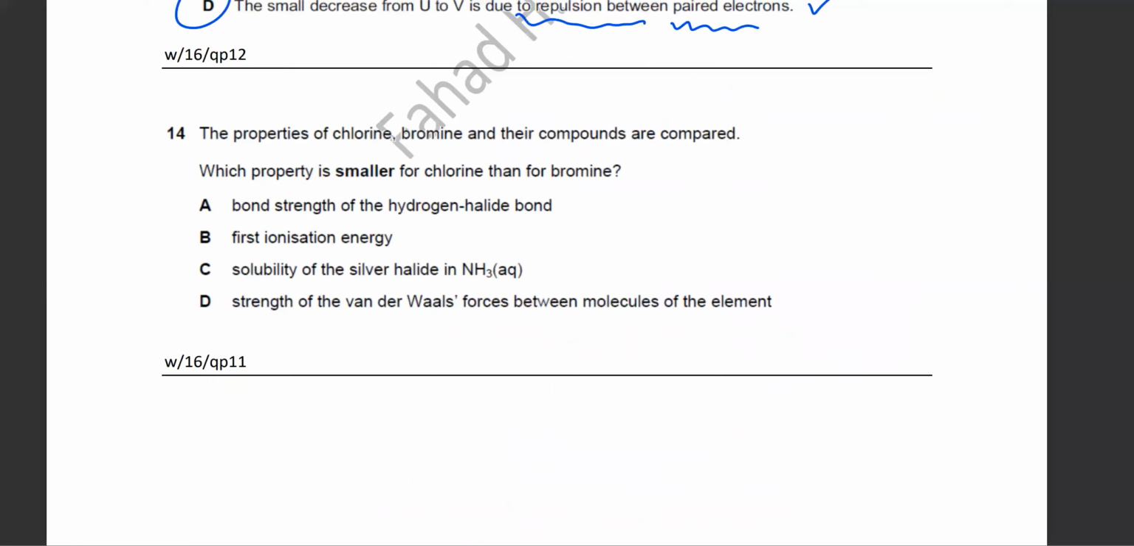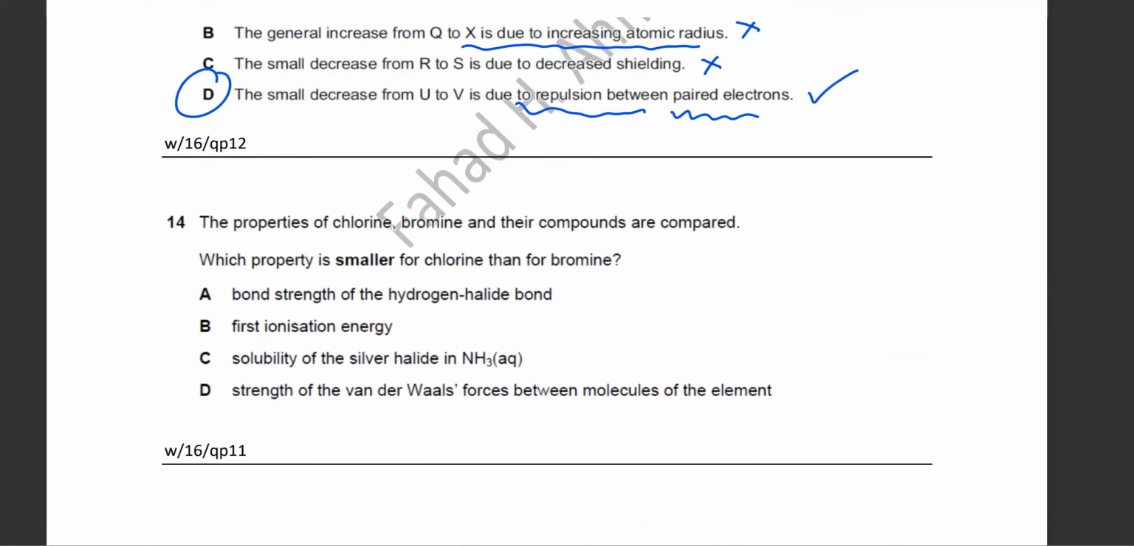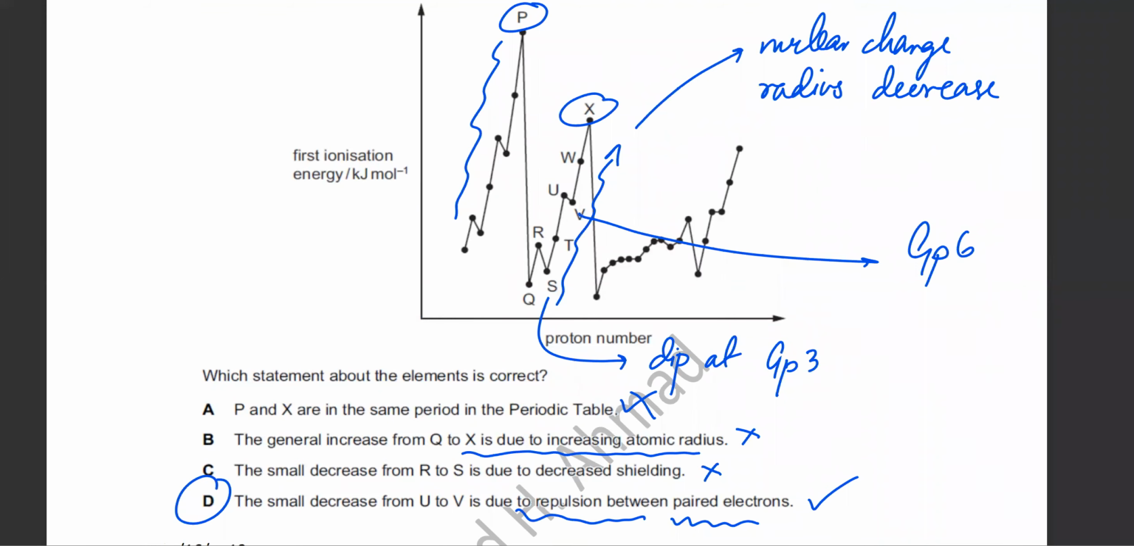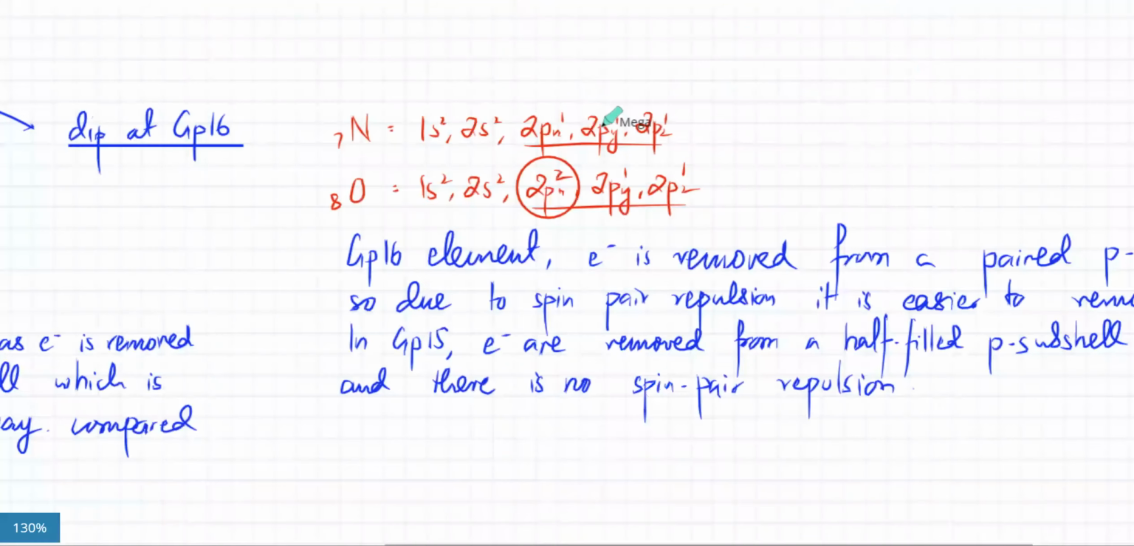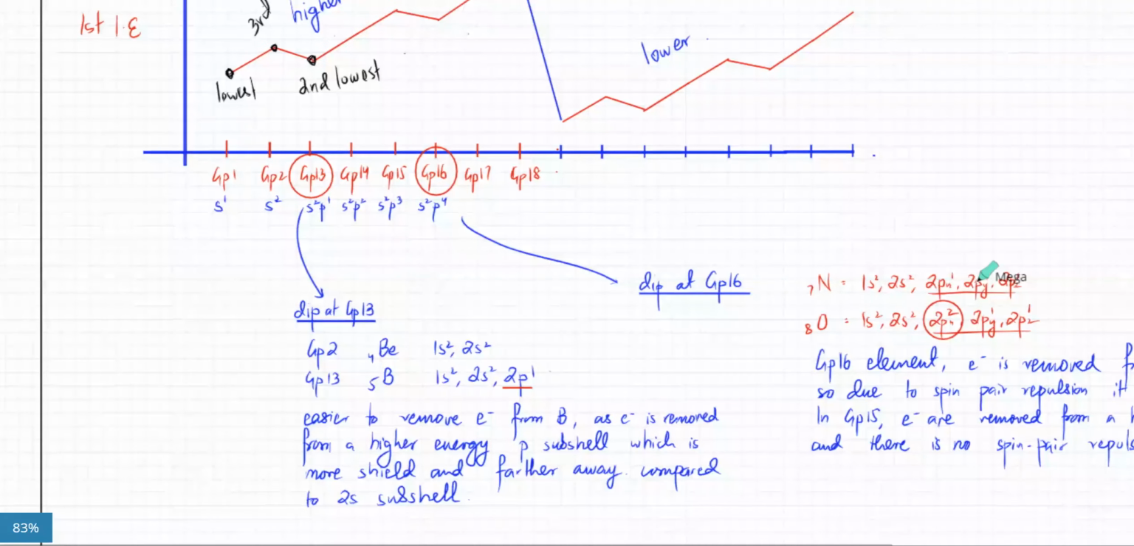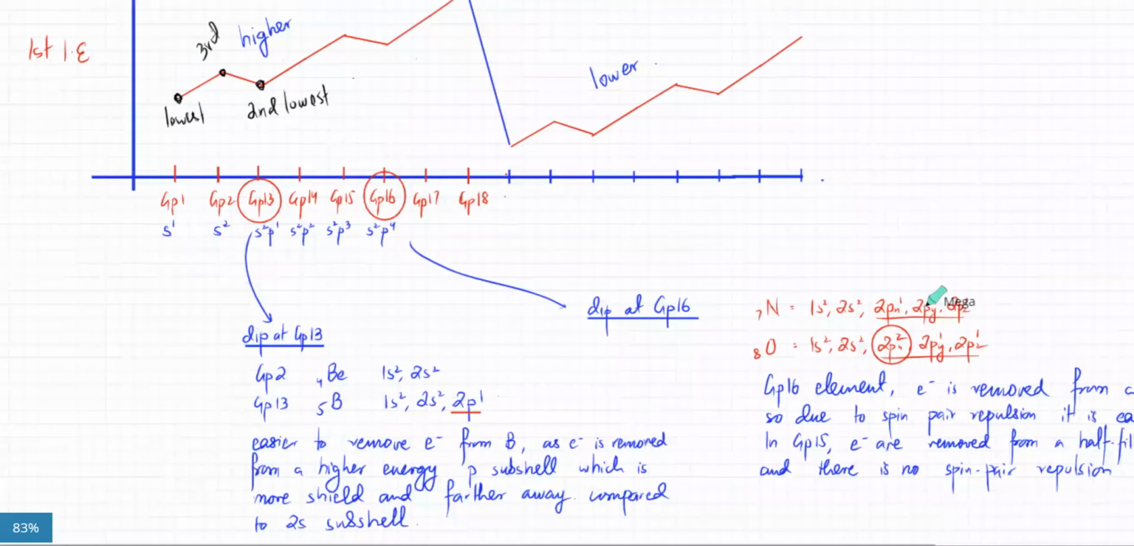In a graph, there are two dips across the period. One is because one electron is in the p orbital, and the second one is because of spin pair repulsion. The first is because the electron is in the p orbital, which is over here, and so there is more shielding.